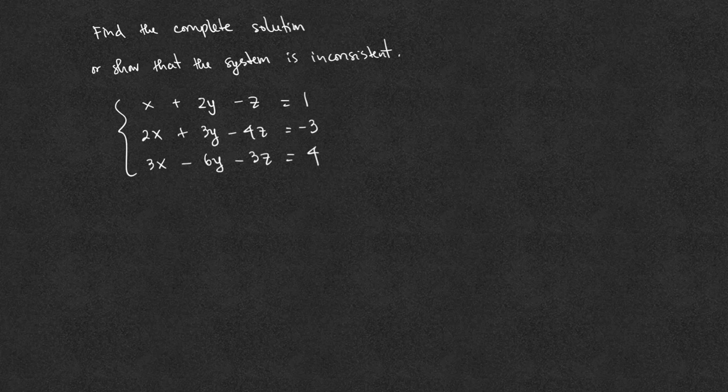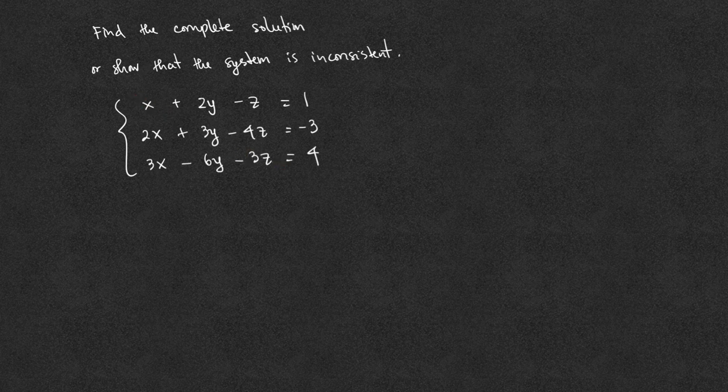Find the complete solution or show that the system is inconsistent. x plus 2y minus z equals 1, 2x plus 3y minus 4z equals negative 3, 3x minus 6y minus 3z equals 4. We will solve this system of equations by obtaining an equivalent system of equations in triangular form.